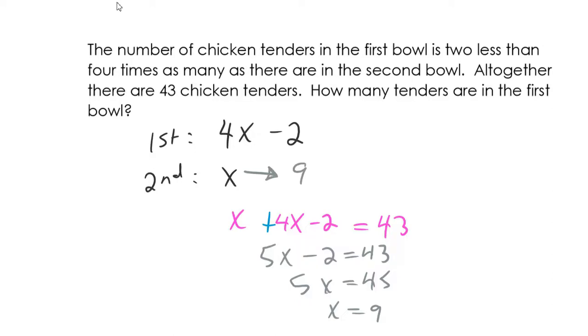But on the SAT, which is a very tricky test, you can expect 9 to often be one of the wrong answers on a question like this. But if we're being asked about the first, then we can just plug that into 4x minus 2.